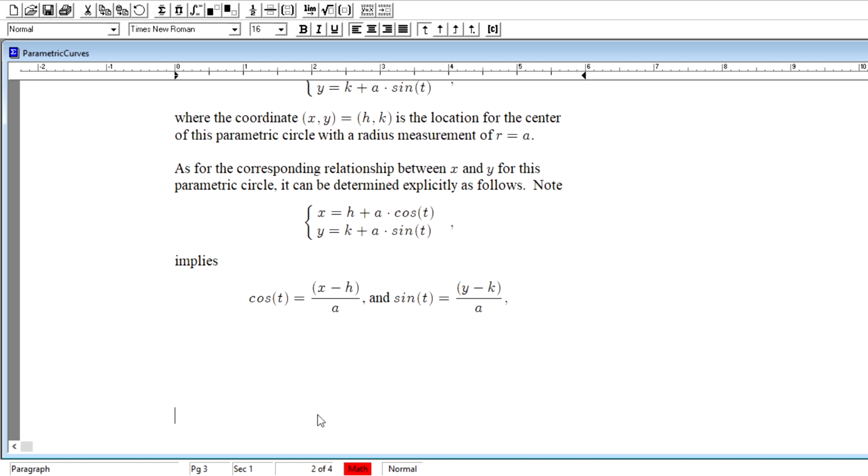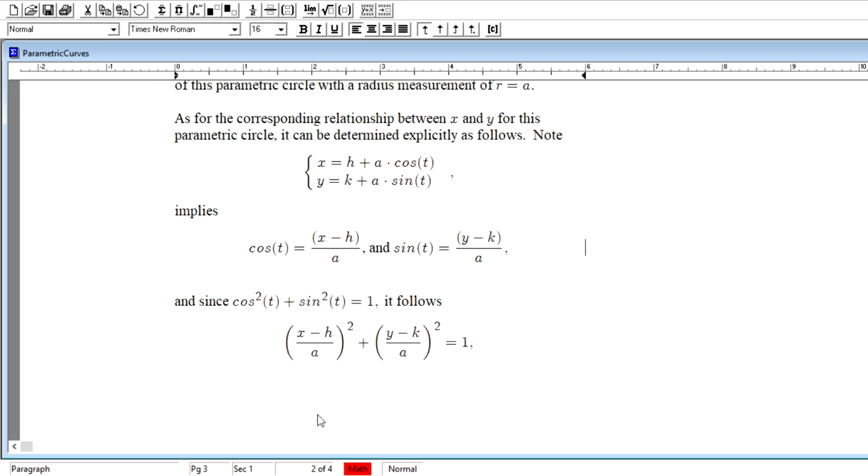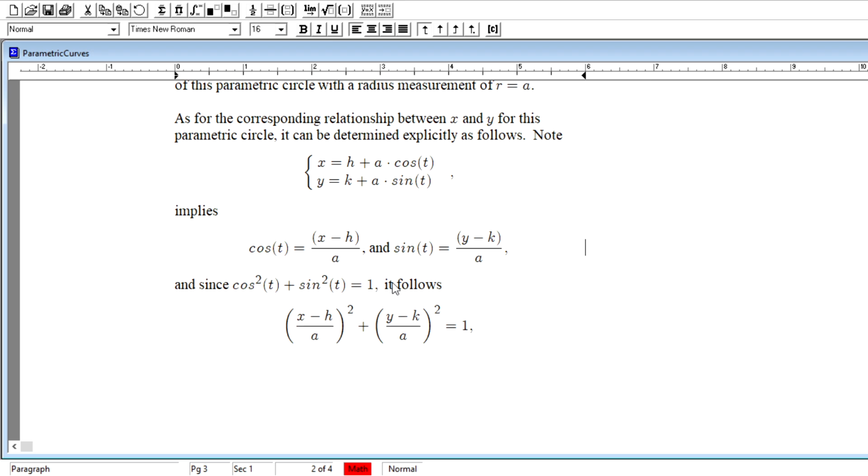Where we know that if I have the cosine squared of t and I add that to the sine squared of t, that must be equal to the value of 1 through our trig identities. And it follows that if I substitute this quantity for cosine t and this quantity for the sine of t, I will have x minus h divided by a squared plus y minus k divided by a squared all equal to 1.